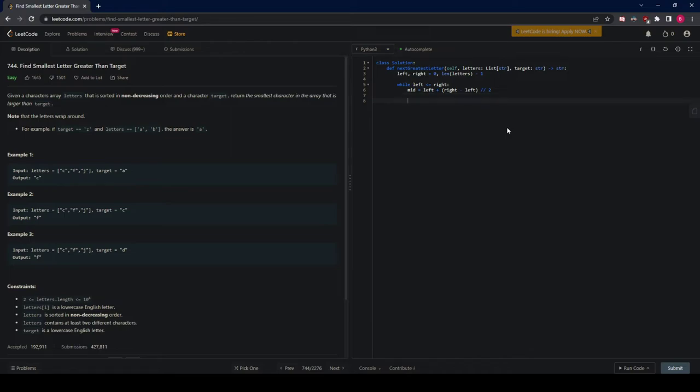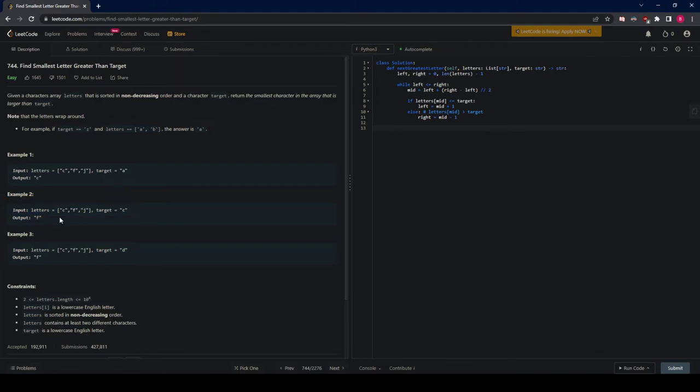We're going to do a simple if condition. If letters mid is less than or equal to target, then we want to move the left pointer equal to mid plus 1. Else, so this would be letters mid is greater than target, right is equal to mid minus 1. The reason why we don't want to return is because we want to find the smallest letter greater than target. We don't care if we're able to find a character that is equal to target.